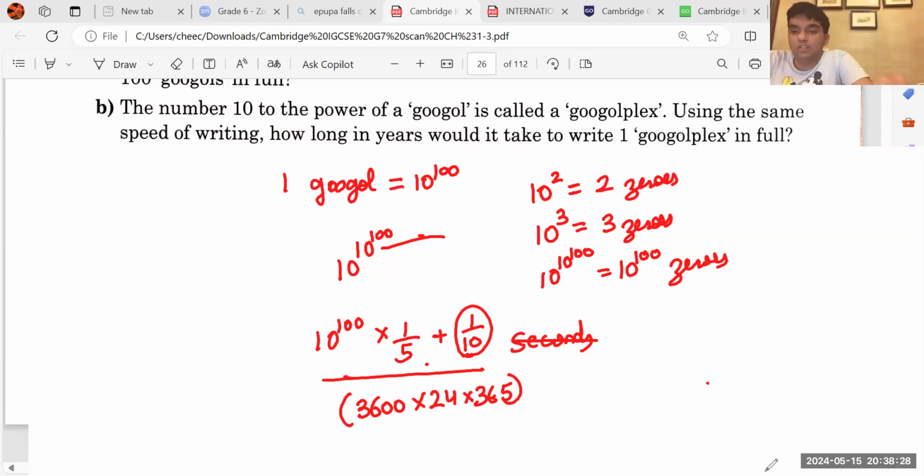Sir, for this question, we may need a calculator. It's not may, it's definitely you need a calculator. Only Samay can solve it without a calculator.